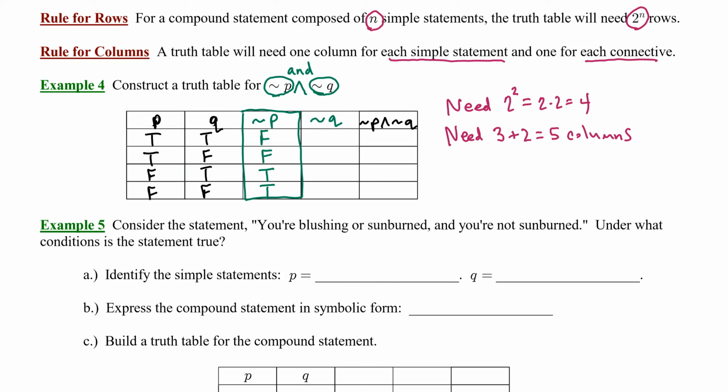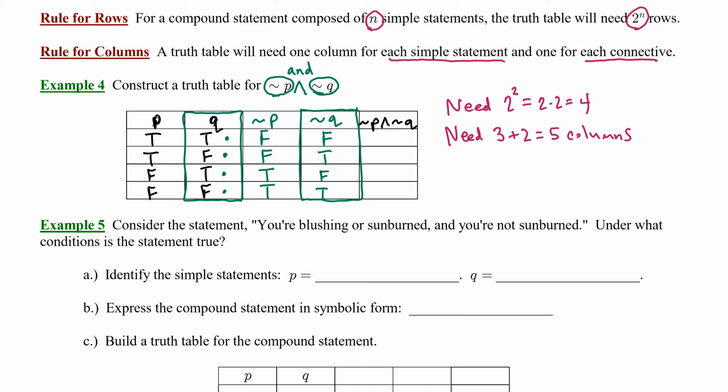Let's go to the next column. The next column we're trying to determine truth values for is headed by the statement not Q. Well, not Q is going to have the opposite truth value of the original statement Q. So I'm only going to be looking at this column as I make my decisions for this column. If Q is true, then not Q is going to be false. If Q is false, then not Q is going to be true. Remember, I'm just taking the opposite truth value of the original statement to get the truth value of the negation.